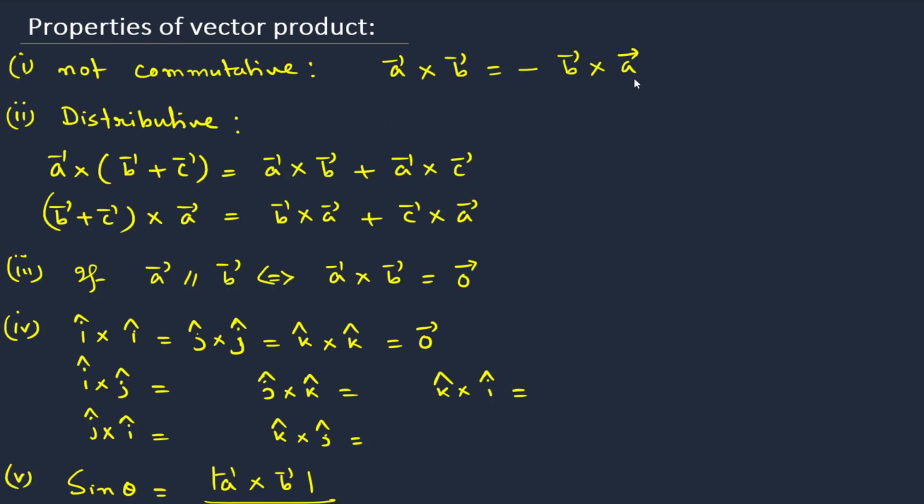Dot product is commutative. Then the distributive property, these are simple. A bar cross b bar plus c bar, you can write as a cross b plus a cross c. These are simple.